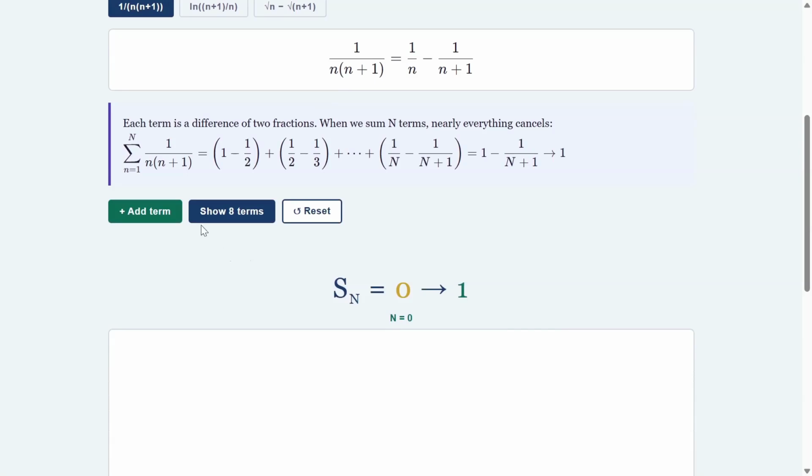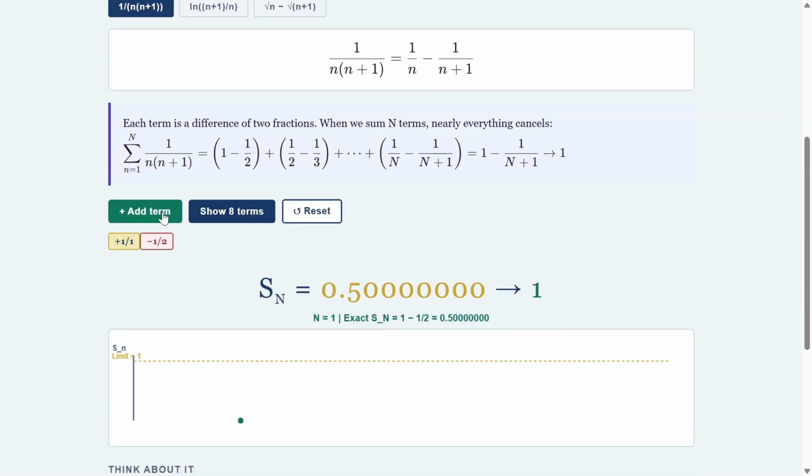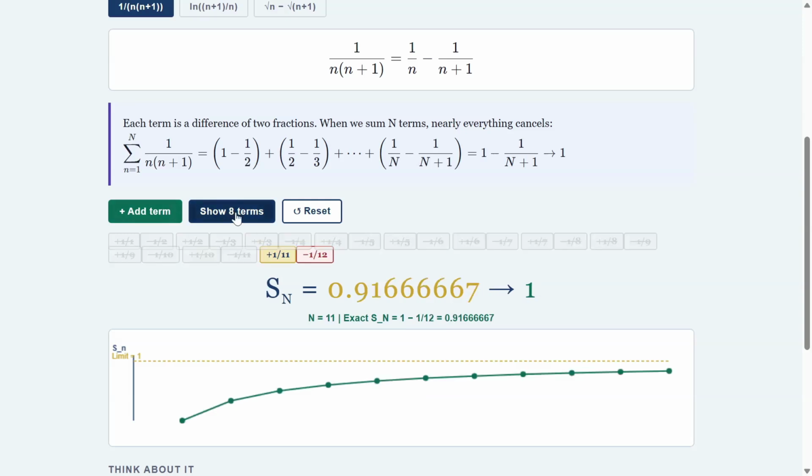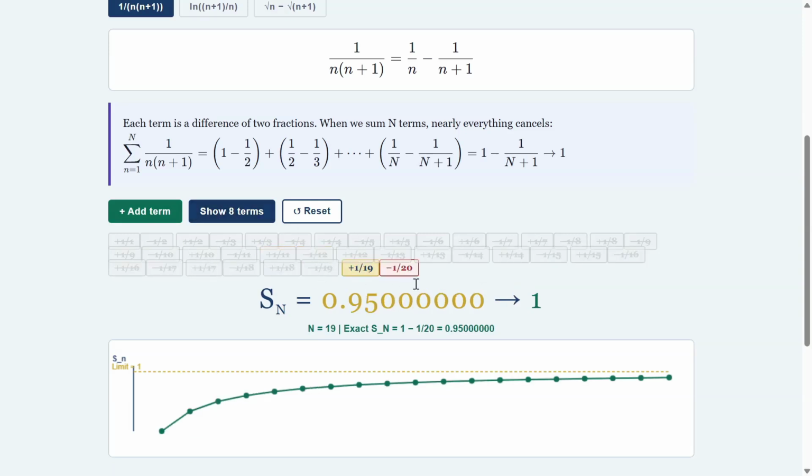If we look here and we add successive terms for n equals 1, the sum is a half. N equals 2, the sum is 1 minus a third, or 2/3. Add another term, the sum is 0.75. Let's add another 8 terms, and the sum is 0.9, which is getting closer to 1. Add another 8 terms, and you can see here that most of the terms have cancelled out, and the sum is 0.95, and that's getting closer to 1, and so on.